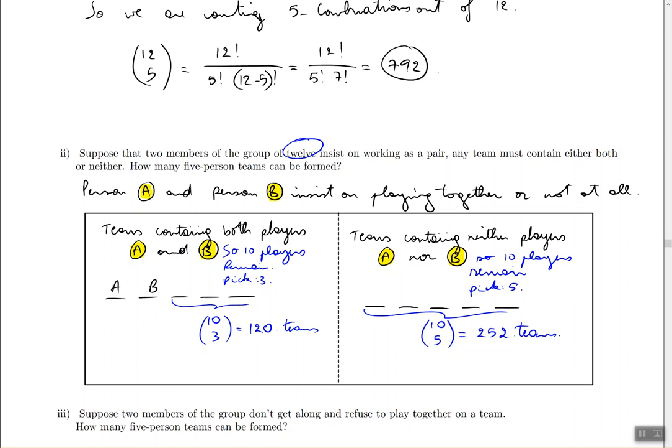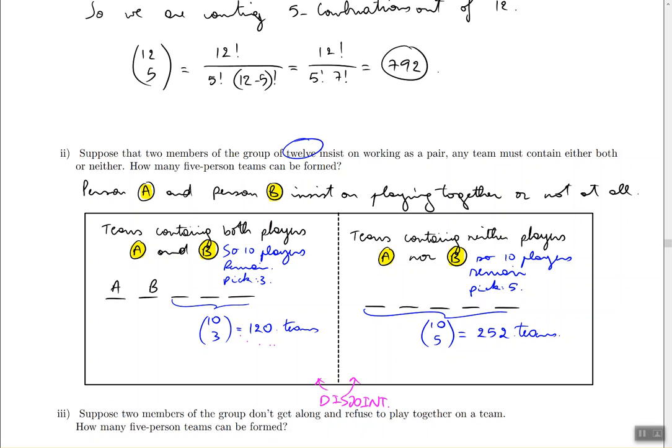Okay, so if I put my A and B players on a team, then 10 players will remain. I have to pick 3, but if I don't pick players A and B, then 10 people remain, and I have to pick 5 this time. Okay, and so at this point, keep in mind that these 2 sets are disjoint. So the first box and the second box are disjoint. A team that has players A and B cannot be mistaken for a team that doesn't have players A and B. So what's the total number of teams possible?